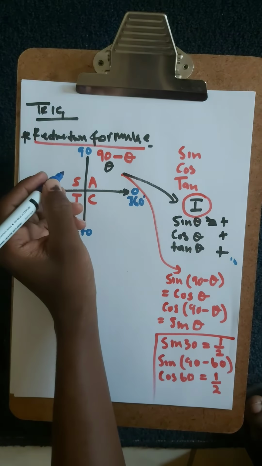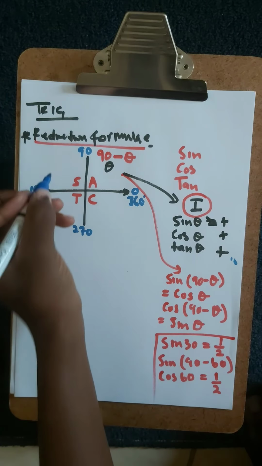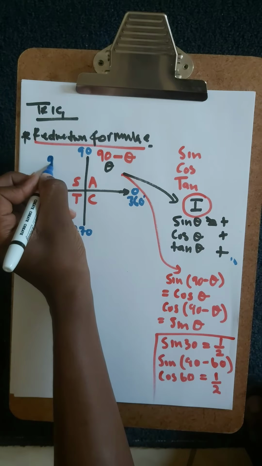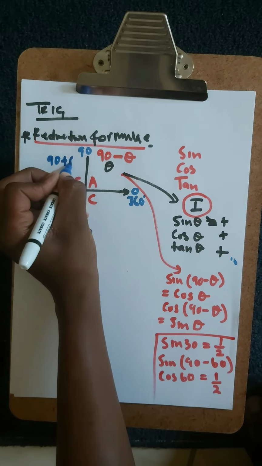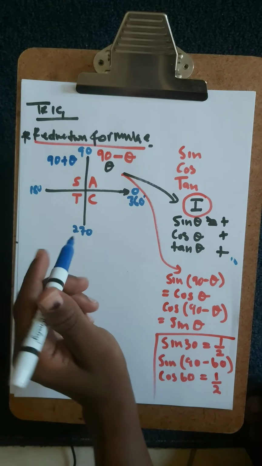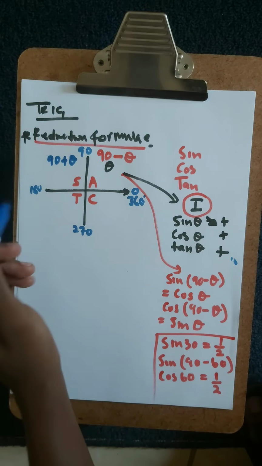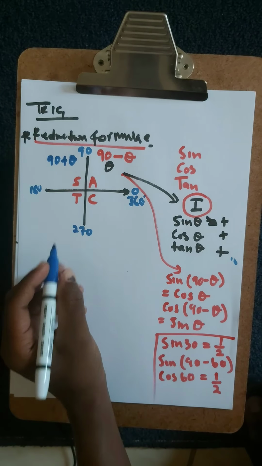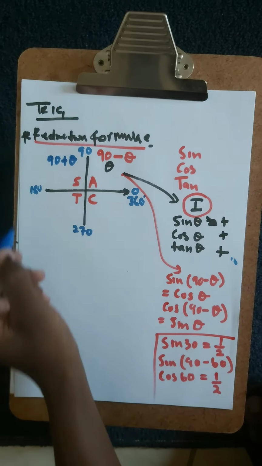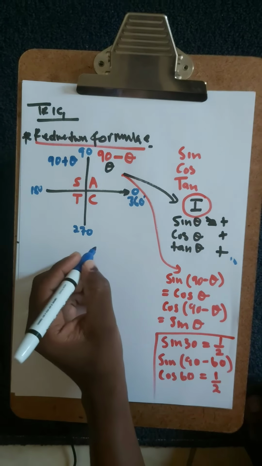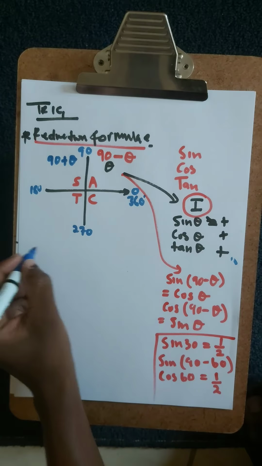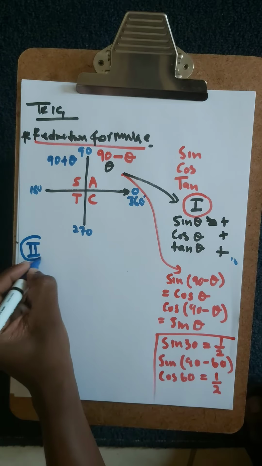Then now let us go to the second quadrant. The second quadrant is when I take this 90 degrees and add it to theta. If I take 90 degrees plus any acute angle, it is in the second quadrant. So now we have the second quadrant.